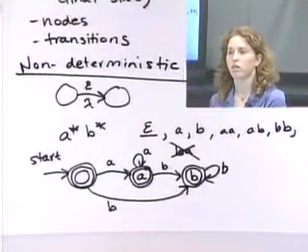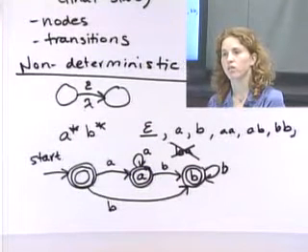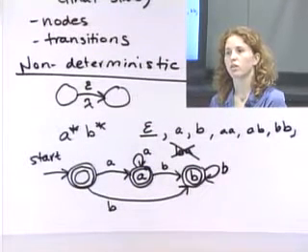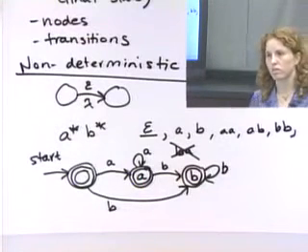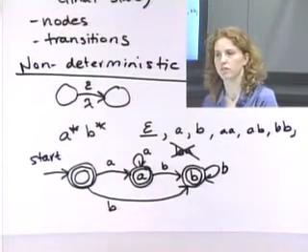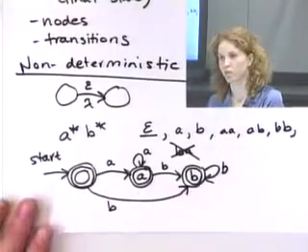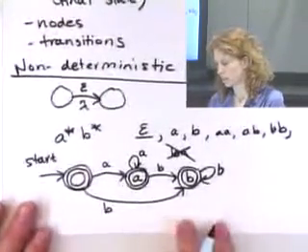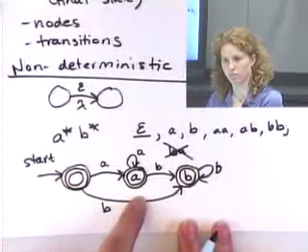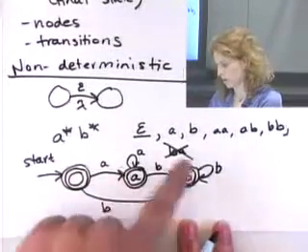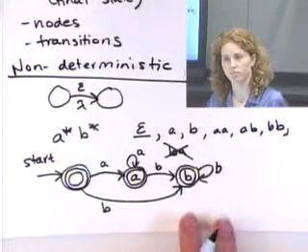Yes? Could you collapse the A state into the start state and just put an A loop on the start state? That's a really good point. This isn't a minimum state, right? Because you're right, I could collapse these two. That's a really excellent idea. So instead of this, I would just put start right into the A state. And then B already goes to B state.